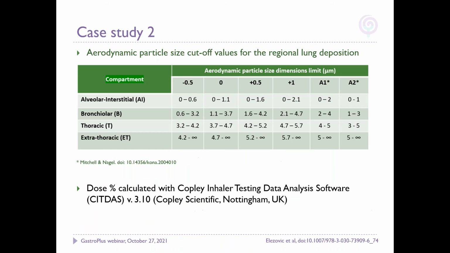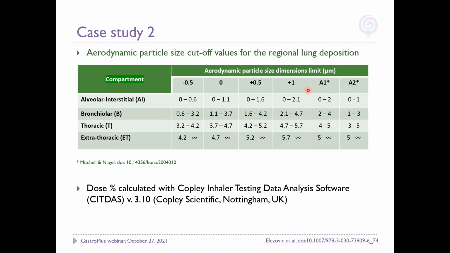Next slide. So on the basis of that old picture, basal cutoff limits are set and are marked here as particle size distribution 0. And additional distributions are set by adding or subtracting half a micrometer from those values, so distributions minus 0.5, plus 0.5 and plus 1 are set.